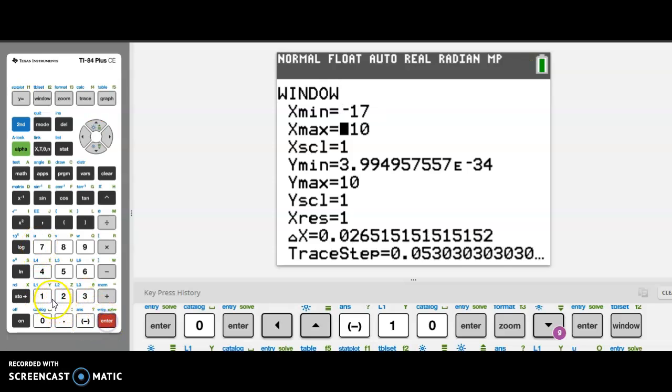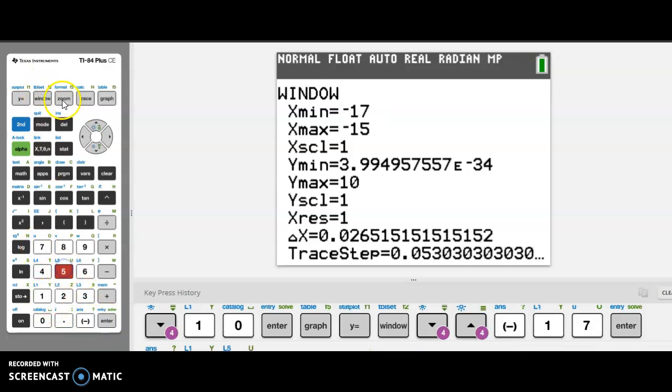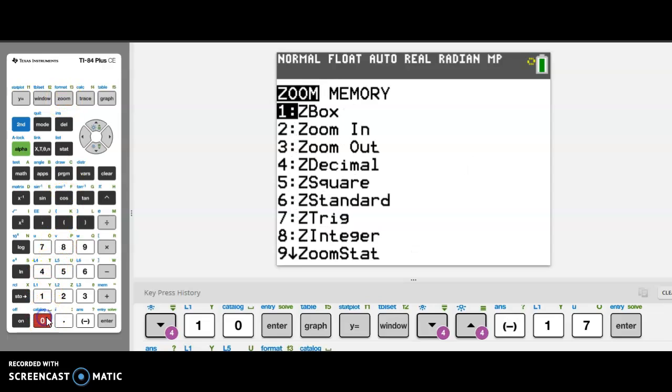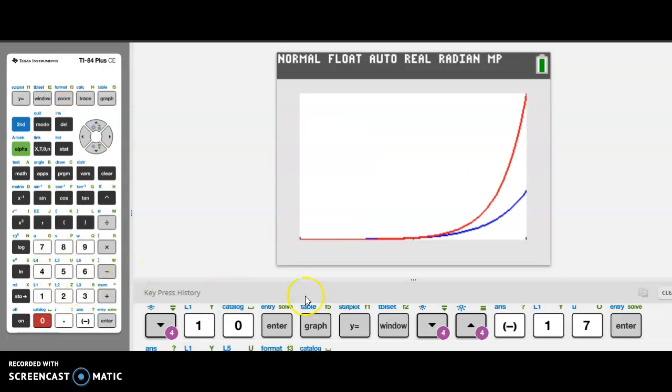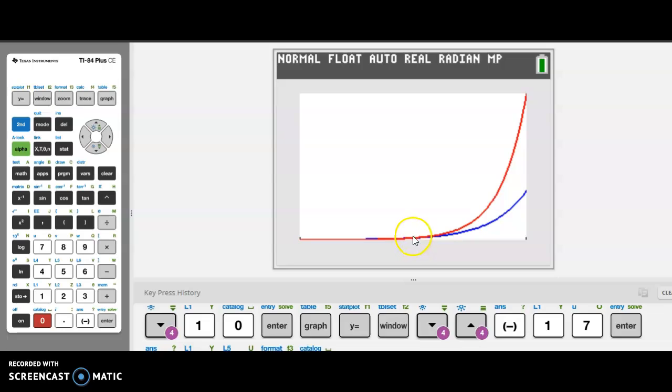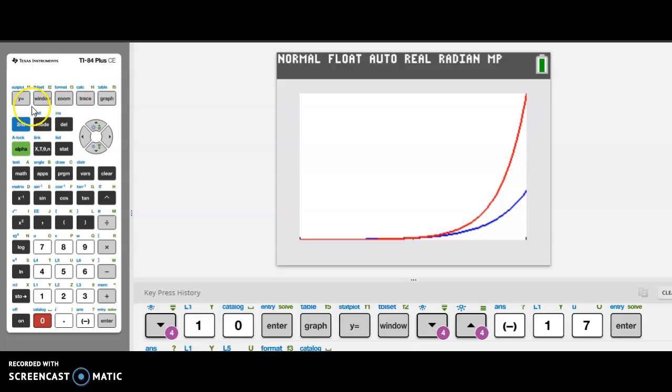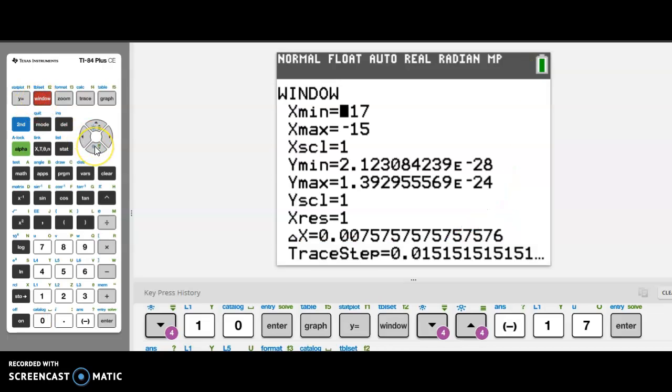You can see the issue with using a calculator. And then hit zoom 0. Let's see if this will actually fit in. There we go. That looks a little bit better. And you can almost see the point of intersection between the two of them being at x equals negative 16. This is probably a bad example to walk you through on this one.